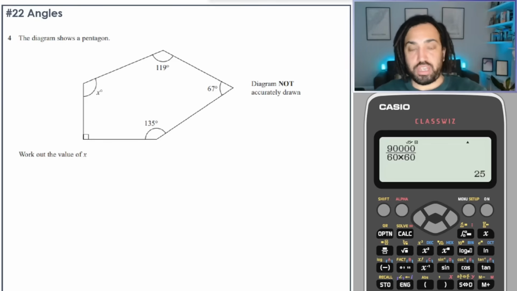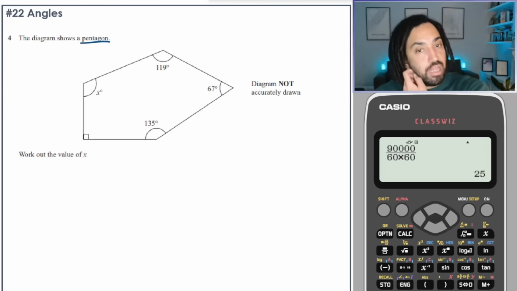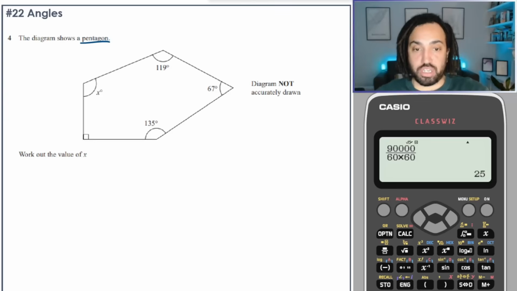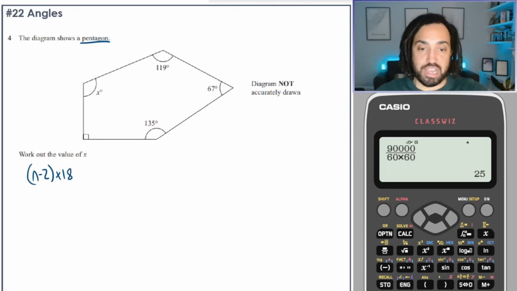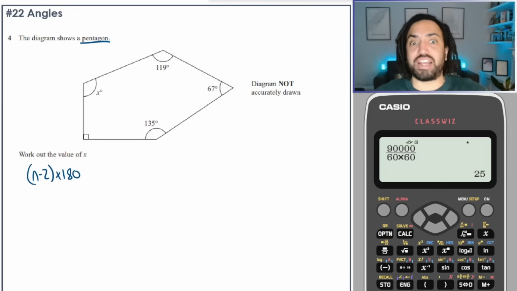Angles. Okay, what have we got here? We've got a pentagon. Thank you for letting me know. A pentagon has how many degrees inside? Well, if you're not sure, you can always use the formula to work out the total angles inside of a polygon. Sorry, not total area, the total interior angles.